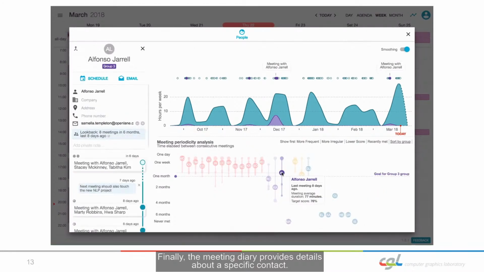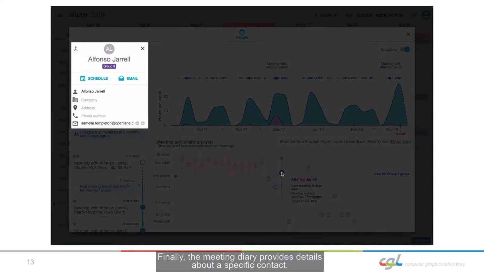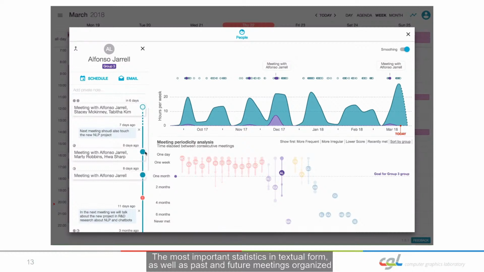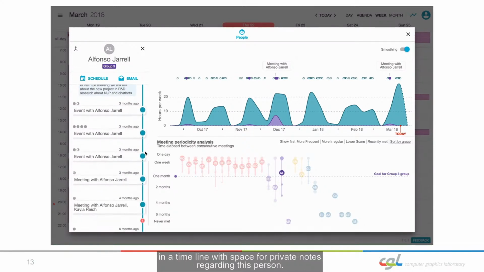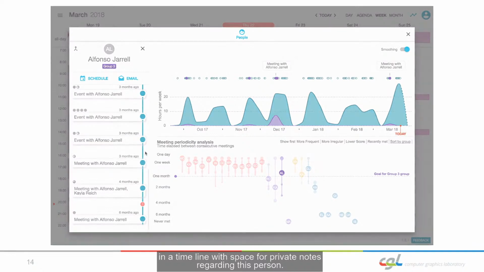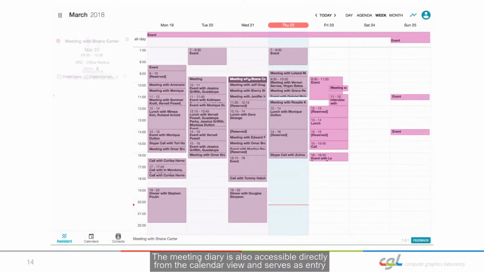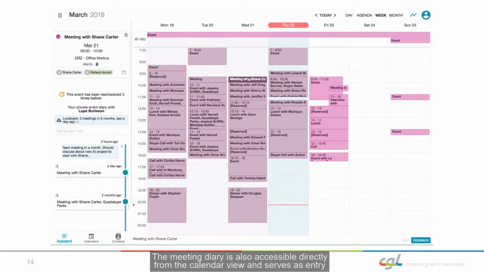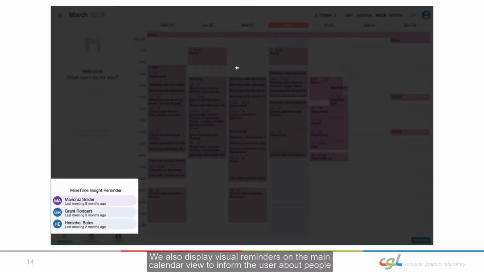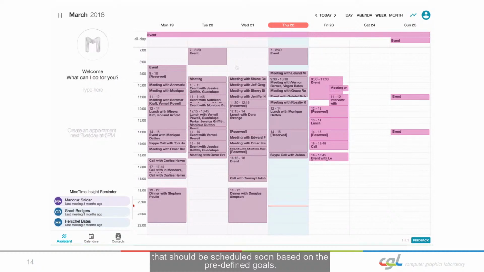And finally, the meeting diary provides details about a specific contact, the most important statistics in textual form, as well as past and future meetings organized in a timeline with space for private notes regarding this person. The meeting diary is also accessible directly from the calendar view and serves as entry point for the analytics view. We also display reminders on the main calendar view to inform the user about people that should be scheduled soon based on the predefined goals.